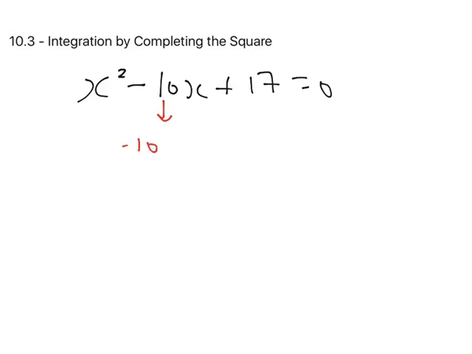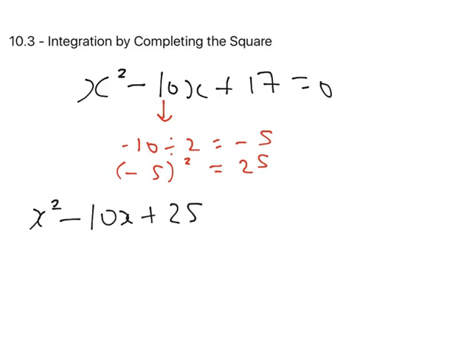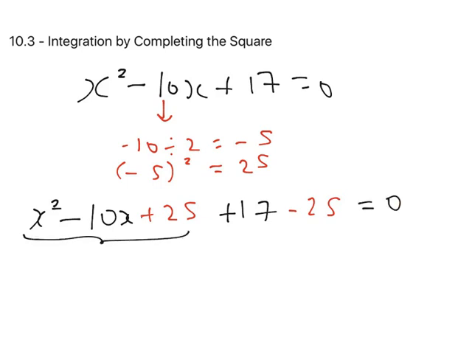We do negative 10 divided by 2, which gives us negative 5. Negative 5 squared is positive 25. So I want x squared minus 10x plus 25 plus 17 minus 25. If I add 25 here, I have to subtract 25 to make this equal 0. And this part is going to be x minus 5 squared, minus 8 equals 0. And then you can solve from there.